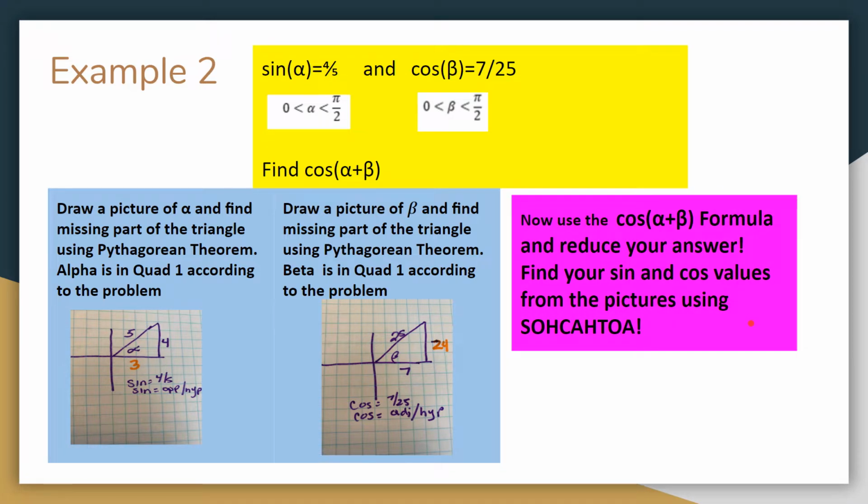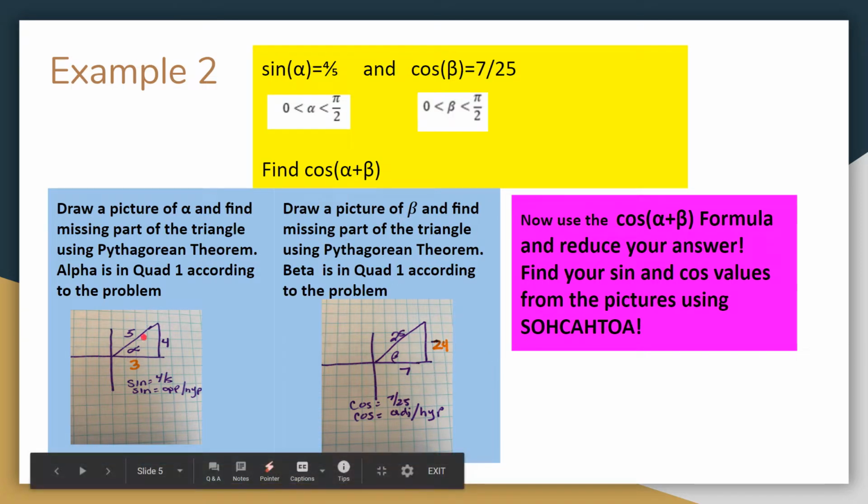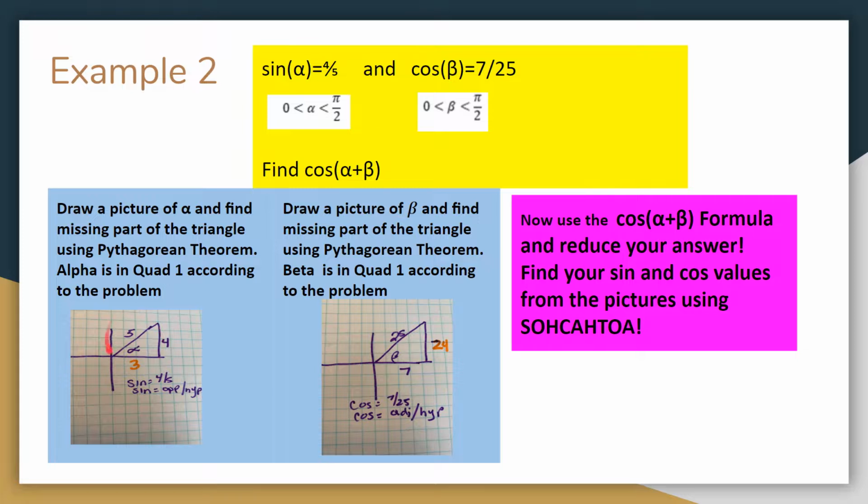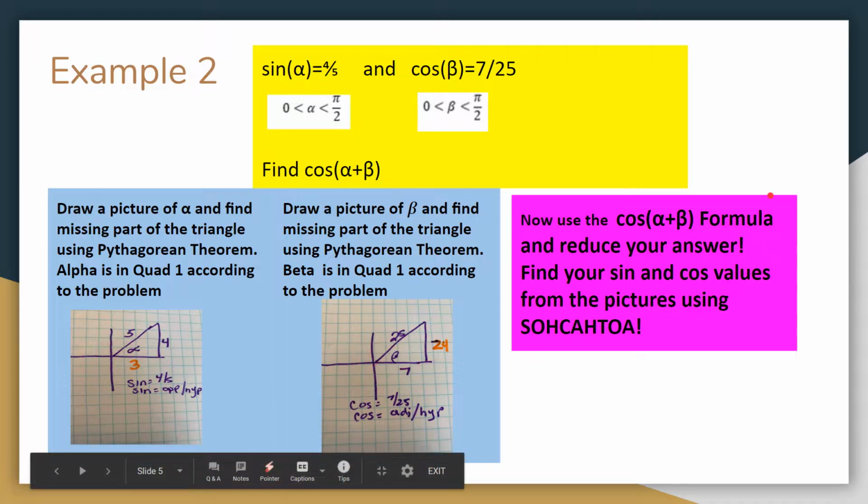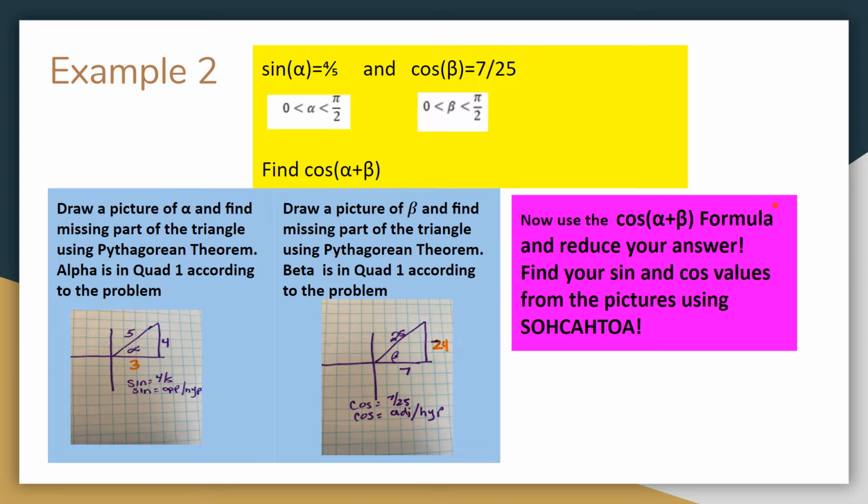So now I'm going to use the cosine alpha plus beta formula. And you guys are going to do this. You're going to reduce your answer, find your sine and cosine values from the picture using SOHCAHTOA. So go ahead and pause the video, take a few minutes, write down the cosine alpha plus beta formula, then plug in cosine and sine of alpha, cosine and sine of beta. You should get a pretty nice answer on this one. So go ahead and pause your video, work it out, and we'll give you the final answer when you start.